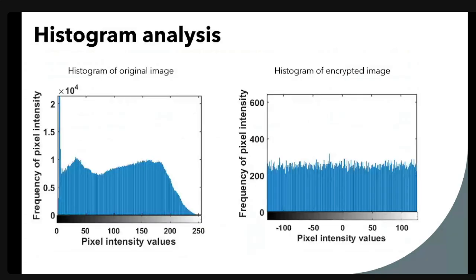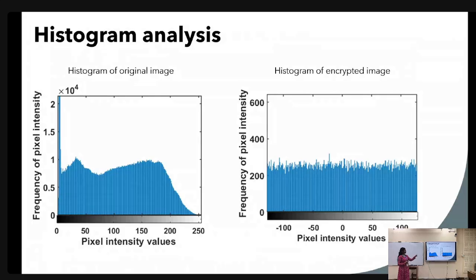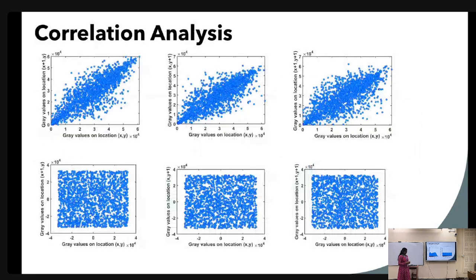Then these are the histograms of the original image. This is the pixel intensity value distribution, and we can see a uniform distribution for the encrypted image. Then this is the presentation of the correlation analysis. For the original image, the pixels are highly correlated, so we get all the pixels in the diagonal direction. For the encrypted image, the pixels are scattered.